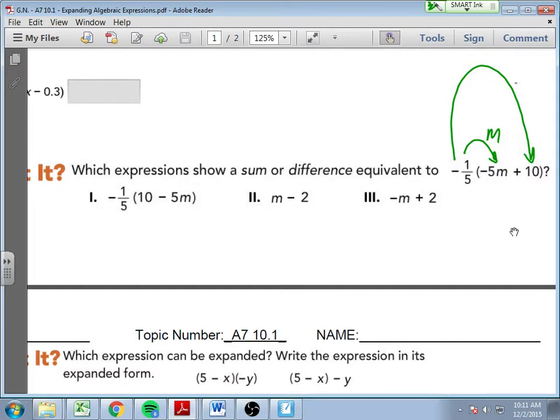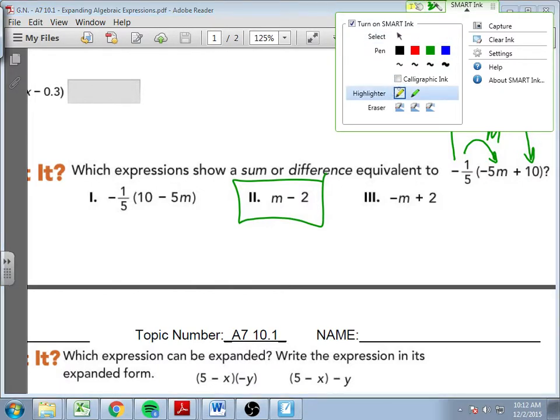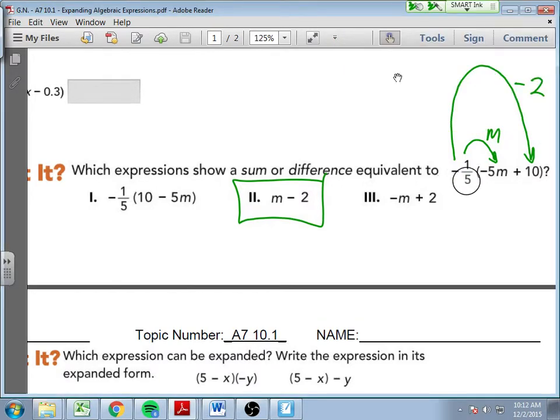Wait, can I do the answer? Oh, yeah, sure. So this gives me negative 2. So what do you think the answer is, Zach? The third choice, sir. Oh, I meant the second, sorry. Yeah, the second one, because the m became positive, the negative times the negative. So that's how we got the positive m. The 2 was negative because of the negative times the positive.